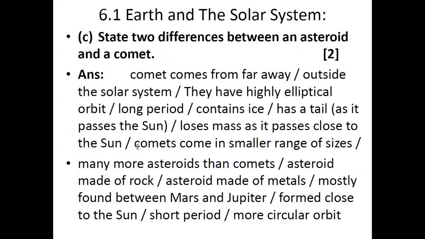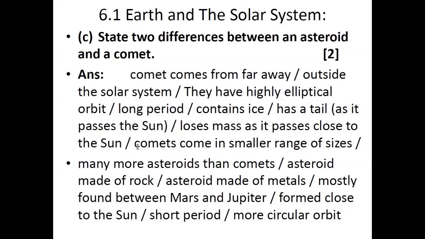State two differences between an asteroid and a comet. Comets come from very far away, outside the solar system or beyond Neptune. They have highly elliptical orbits and very long orbital periods. They consist of ice, methane and dust particles. They usually have a tail when they pass near the Sun, and they lose mass as they come close to the Sun. And comets come in a smaller range of sizes.